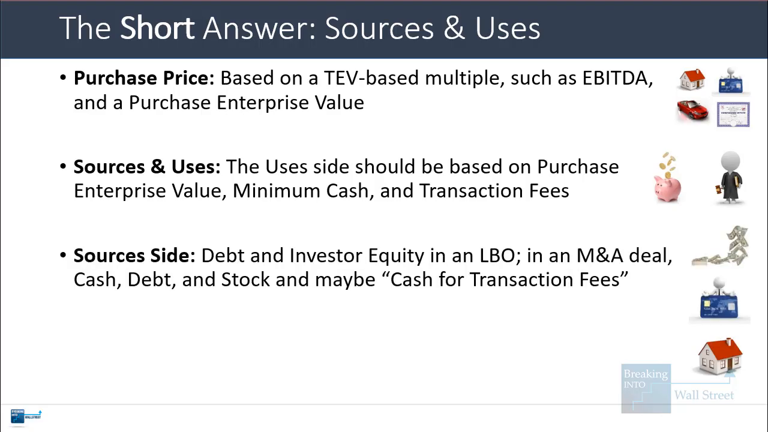And then the sources side is based on debt and investor equity in an LBO. And in an M&A deal, it's based on cash, debt, and stock. And there might be a separate pool for the cash for transaction fees. The sources side is very standard though. There's nothing really notable or different about this just because you're dealing with a cash-free, debt-free deal.